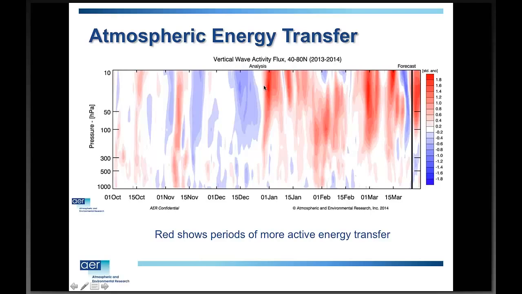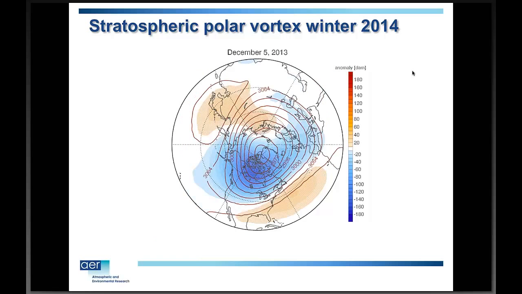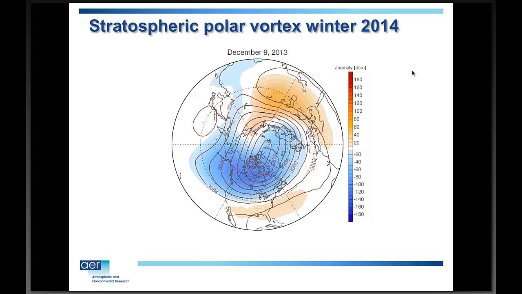You can see from the end of December, which came right before that polar vortex event in early January, extremely active, and it just stayed that way, right through the end of the month. To me, I don't recall another winter like it, just how active the wave activity flux is. And here's an animation of the polar vortex from this winter.